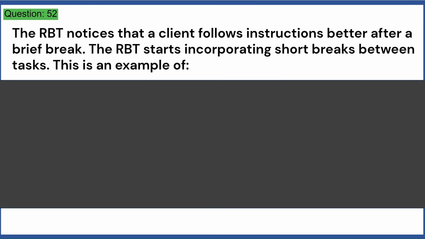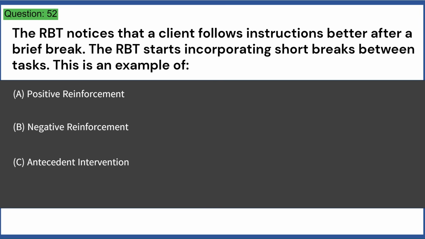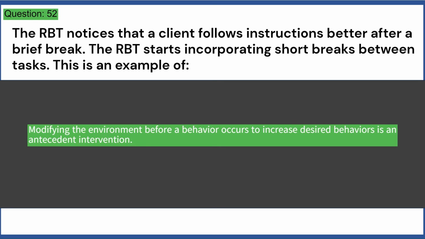The RBT notices that a client follows instructions better after a brief break. The RBT starts incorporating short breaks between tasks. This is an example of: A. Positive reinforcement. B. Negative reinforcement. C. Antecedent intervention. D. Punishment. Answer C. Modifying the environment before a behavior occurs to increase desired behaviors is an antecedent intervention.